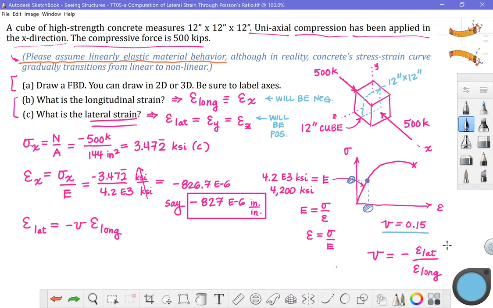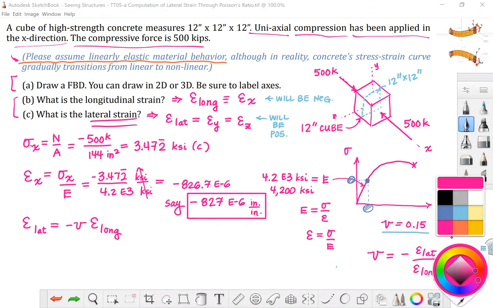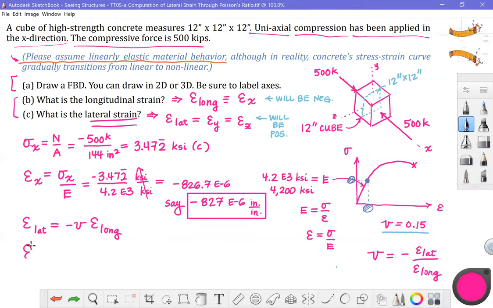Okay, let's go ahead and plug in. We're ready to go. So my lateral strains, specifically, these would be my strains in the y direction and strains in the z direction. Put the negative sign there, plug in Poisson's ratio. So this is 0.15 or 15%. In other words, 15% of the longitudinal strains, that'll tell me the magnitude of the lateral strains. And then I just have to remember to change the sign. That's why the negative sign is there.